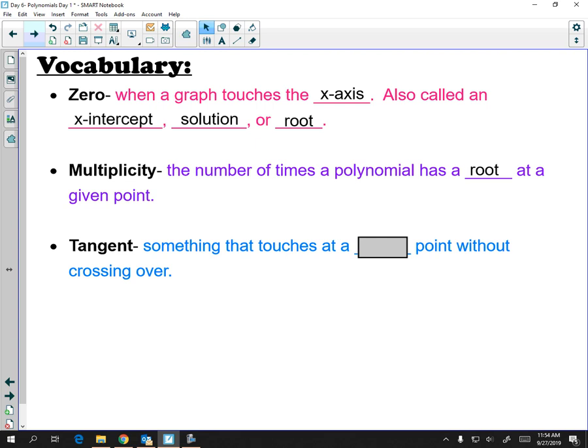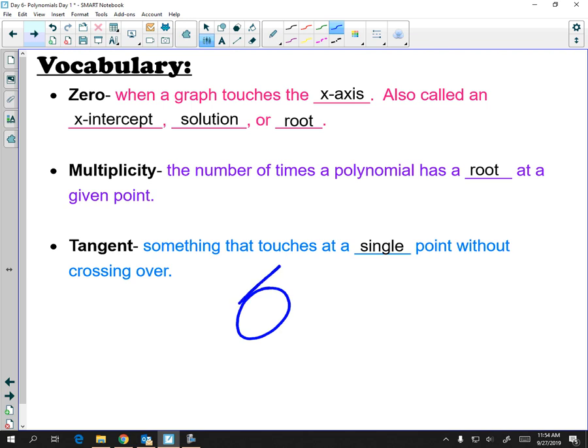And tangent, you might remember from geometry, is something that touches at a single point without crossing over. For example, a circle and a line here are tangent because they touch at one point.